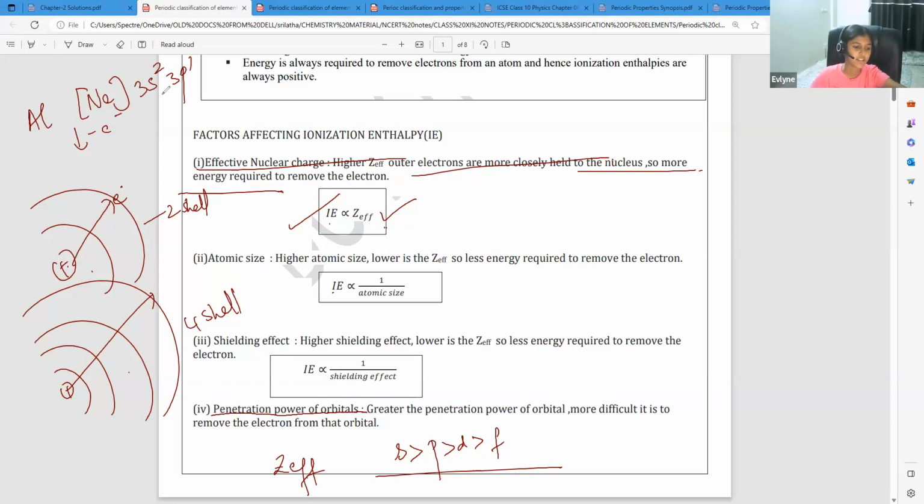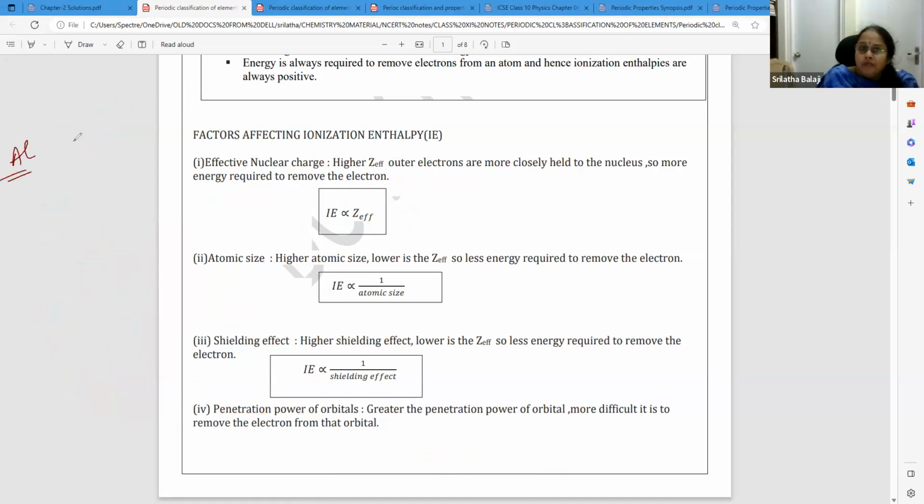Ma'am, can you explain this again? Yeah, 1 second. I'll take up aluminium. What is the electronic configuration of aluminium? 3s2, 3p1. Am I right? Now, what is the penetration power of orbitals? S is greater than P, greater than D, greater than F. What do you mean by this? The Z effective is more for s.